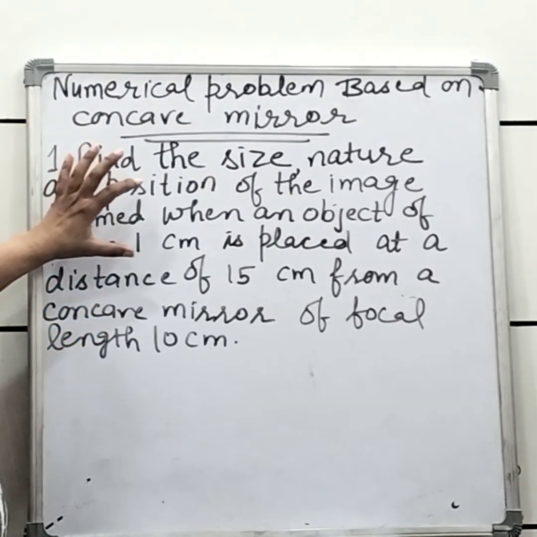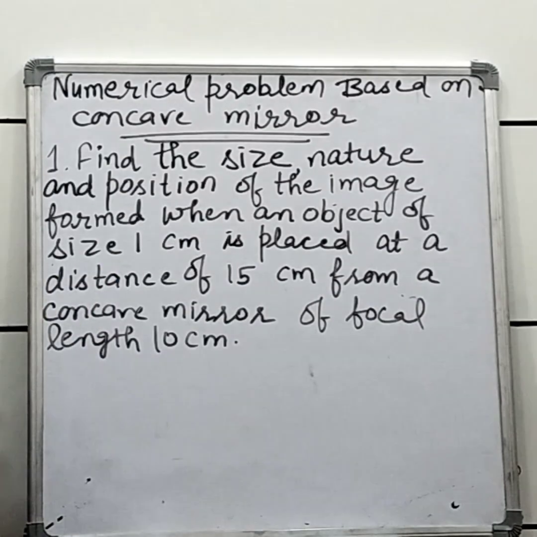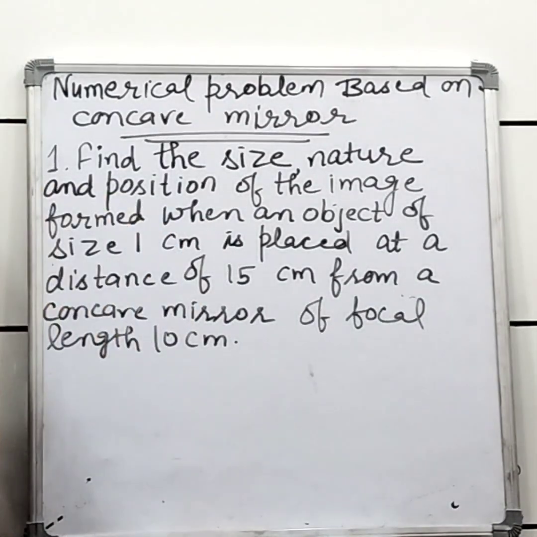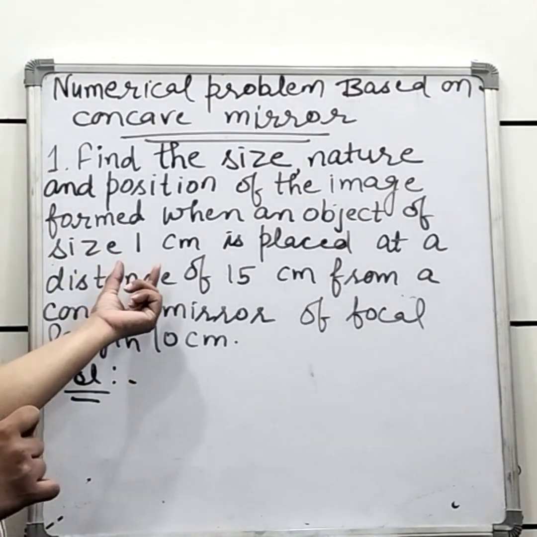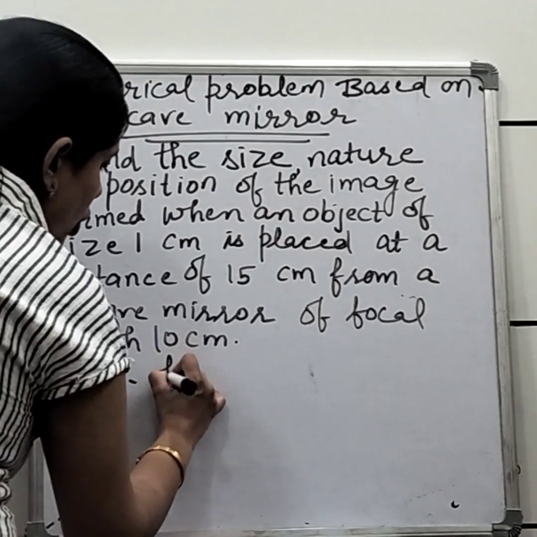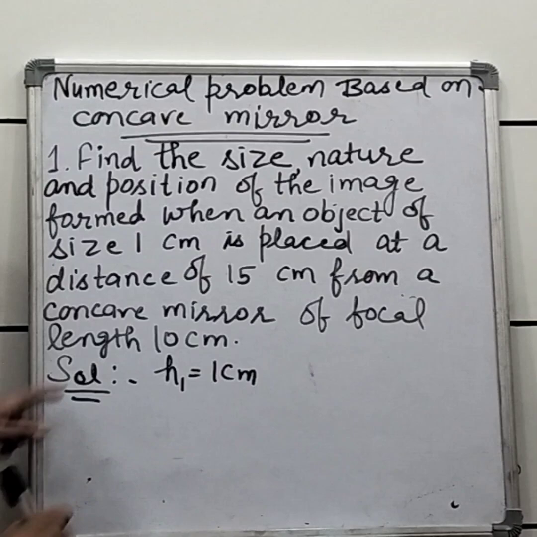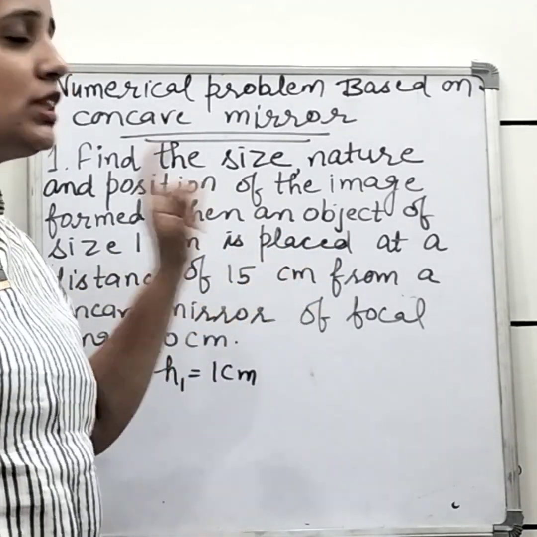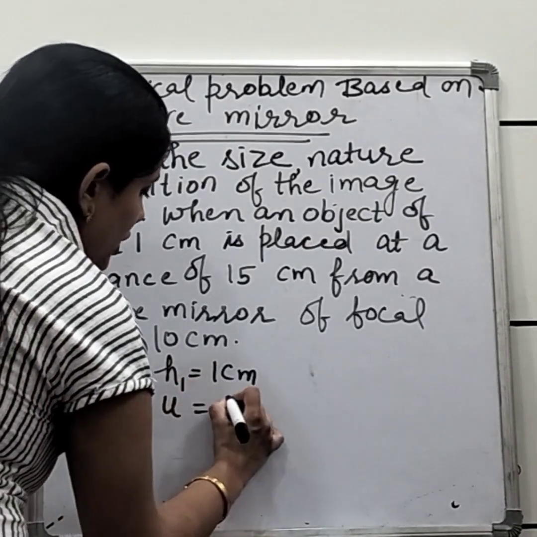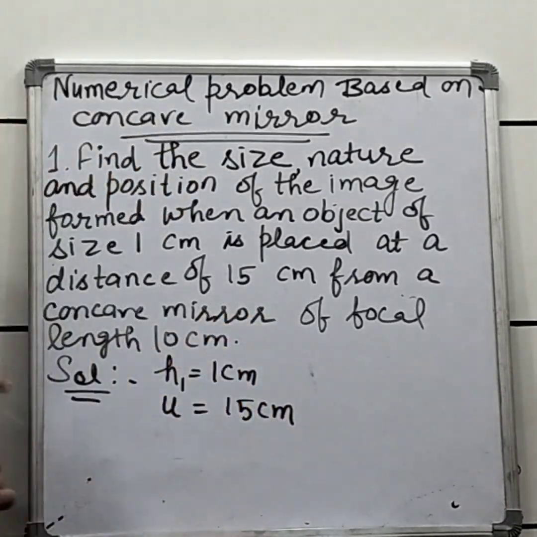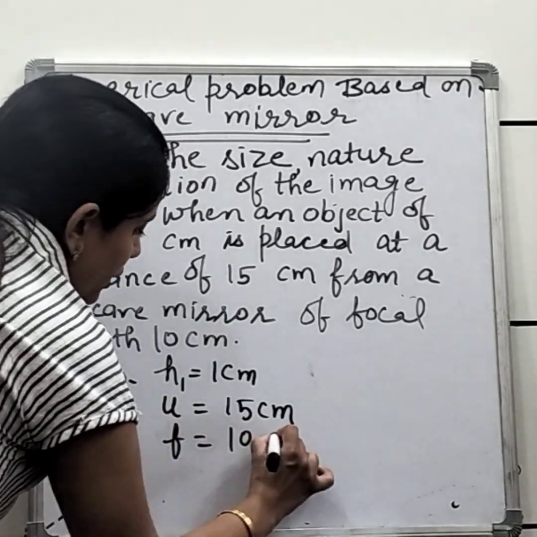Firstly, read the numerical carefully. After that, write down the terms which have been given in the numerical. Firstly, you have been given an object of size 1 cm. Object size means height is given. So the height of the object is represented by the letter h1, which is equal to 1 cm. It is placed at a distance of 15 cm. It means the object distance is given. It means u is given, 15 cm. From a concave mirror of focal length 10 cm, f is equal to 10 cm.